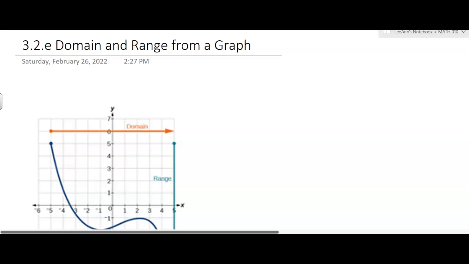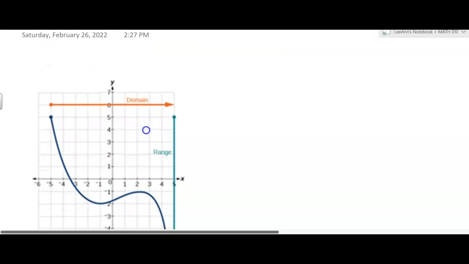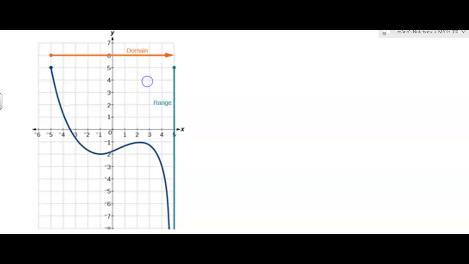Okay, so now we're going to talk about domain and range from a graph. They're going to give us a picture of a function, which is often done, and we want to be able to say what the domain is and what the range is. The big thing on this is I could do lots of examples, I could do like 50 videos with different examples, but nobody wants that. You've got to get the concepts here, okay?